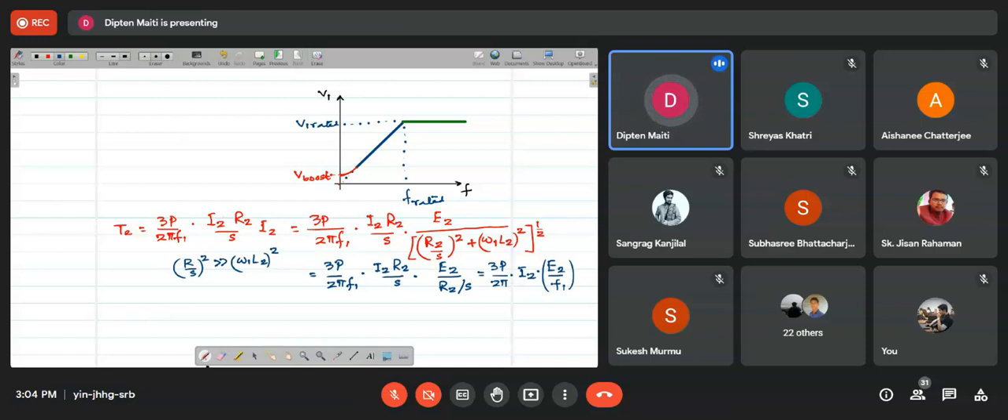So the starting current for the V by F controlled induction motor would not be that high if you consider the case of direct online starting. Usually it is of the order of a maximum of around two times, not 5 to 6 times as happens in the case of direct online starting. So any confusion here, or I would move to the discussion of the procedure and the actual experiment.